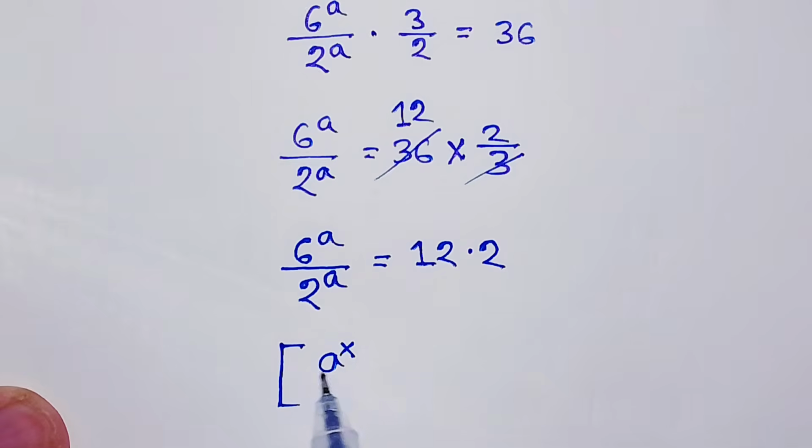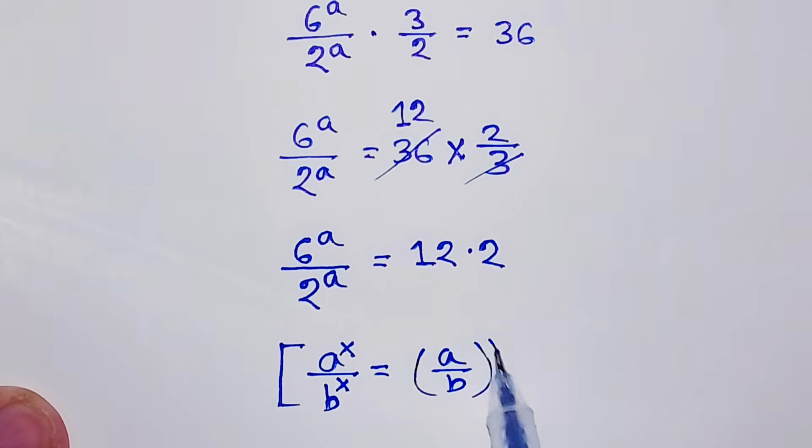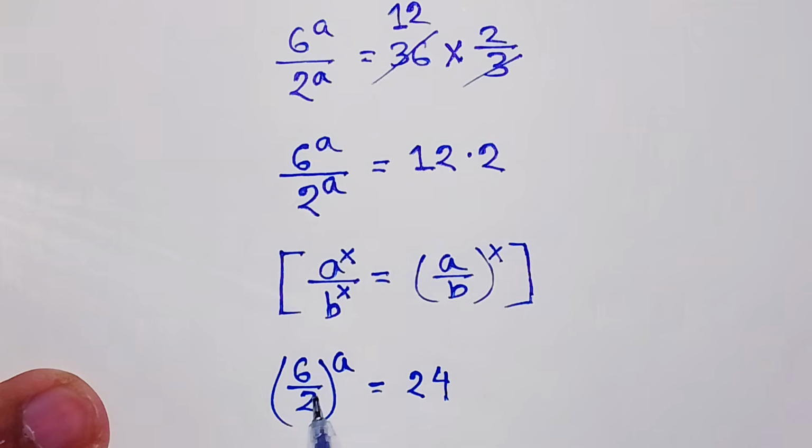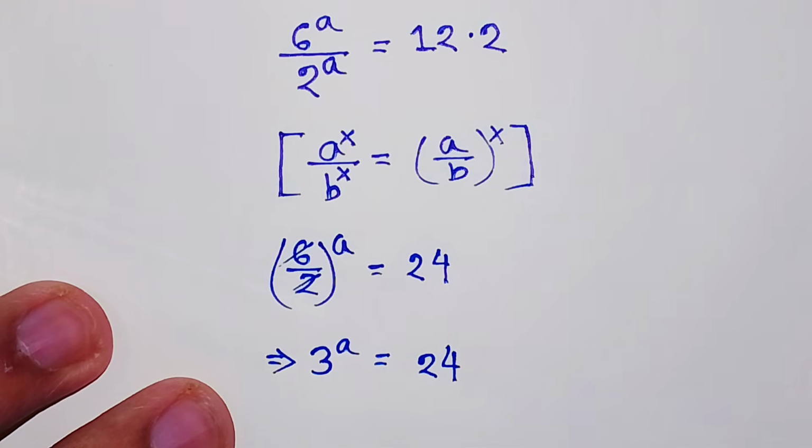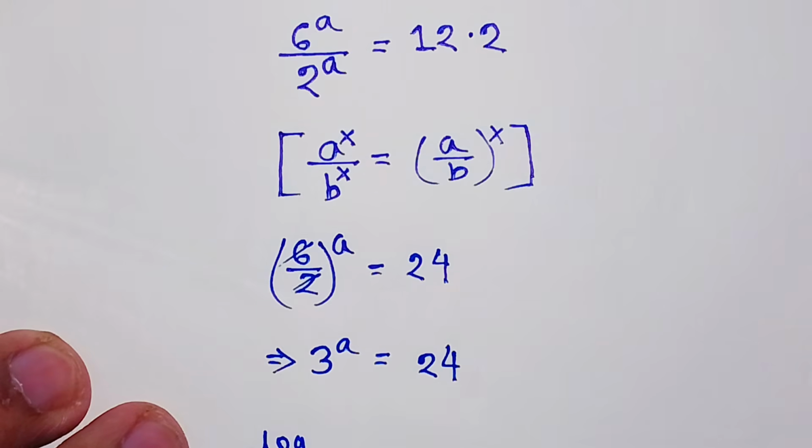We know the exponential formula: a^x divided by b^x equals (a/b)^x. So after applying this formula we can write 6, this 2 and this 2 will be cancelled out, then 3^a equals 24. 3^a equals 24. Then we can take log on both sides, then we can write log 3^a equals log 24.